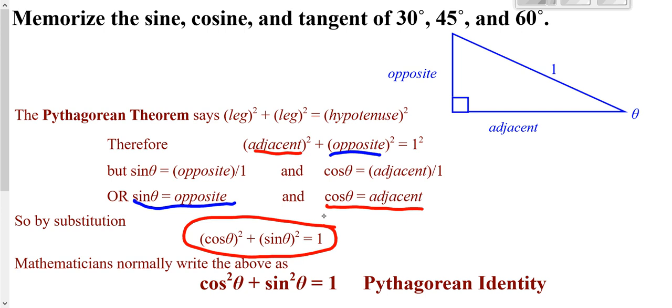Now, it technically means this, but it's very common to write it like this. So what we have down here with the squareds in a slightly different spot really means this. So just be aware of that. So that's your first main Pythagorean theorem identity. And yes, you will need to have that memorized.